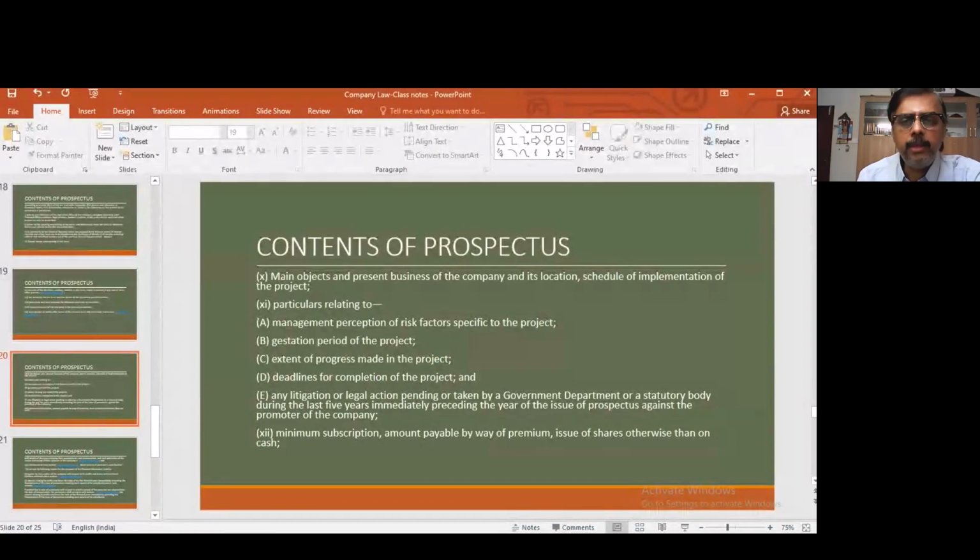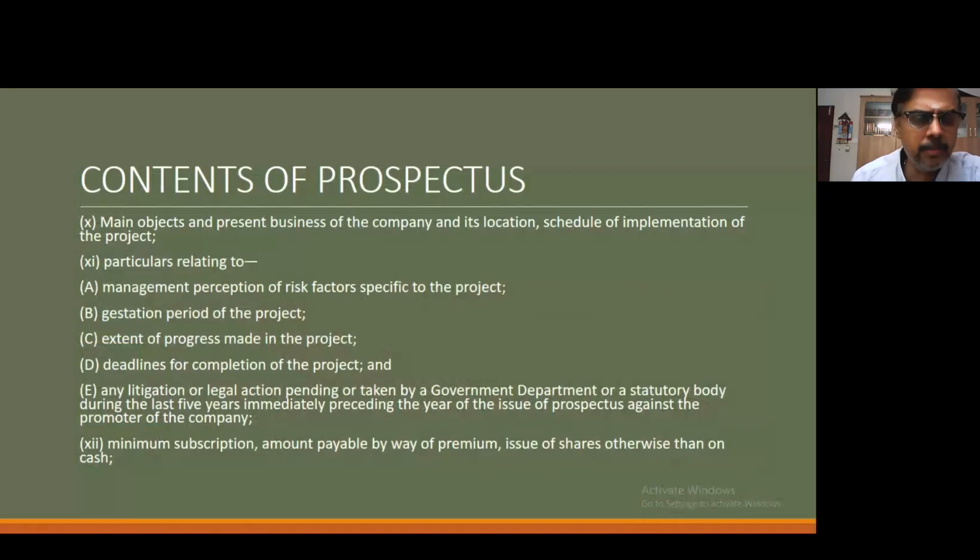Then it should contain details about the gestation period of the project. Gestation period means the time taken to complete the project and start production. Extent of progress made in the project as of date. Then deadlines for completion of the project, because you are going to use the IPO proceeds for the project. Then any litigation or legal action pending against the company, which is taken by the government or department, like the income tax department or GST department or any other statutory body during the last 5 years, immediately preceding the year of issue of prospectus against the promoter of the company. Minimum subscription amount payable by way of premium, issue of shares otherwise than on cash. All this information should be contained in the prospectus.